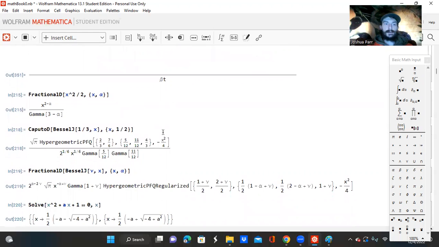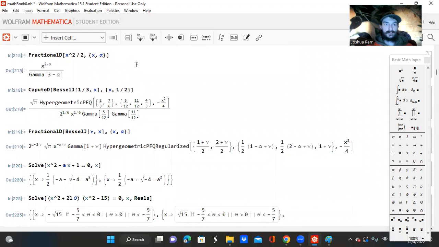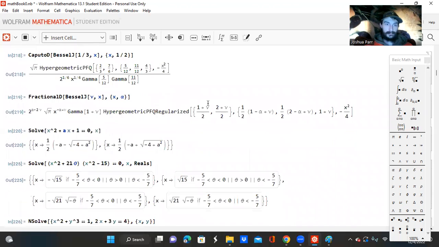So I'm asking for a Bessel function, 1/3 in x and then x and 1/2. And you get root pi hypergeometric PFQ. And then we get 2/3, 7/6, 5/12, 11/12, 4/3, and then negative x squared over 4, all over 2 to the 6th, x to the 6th, gamma 5/12, and gamma 11 of 12.